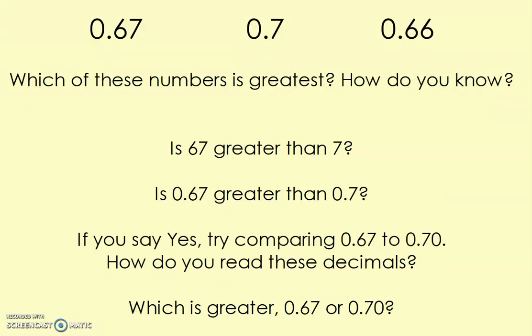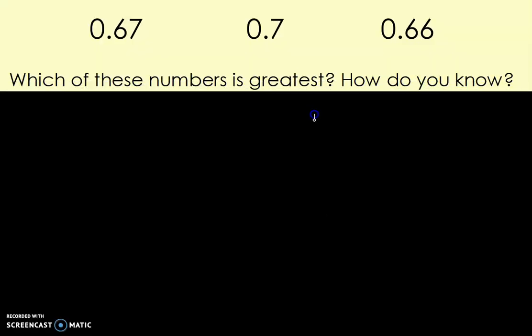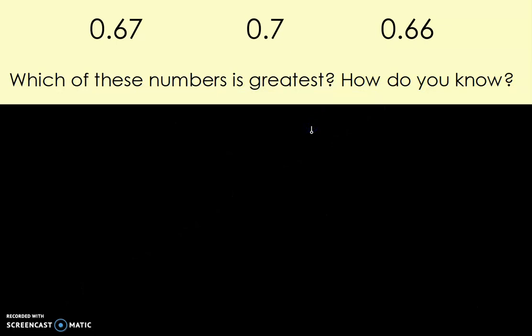So let's look at these numbers at the top. I'm going to pull this down. 0.67, 0.7, 0.66. Which of these numbers is the greatest and how do you know? It's really important not to just be able to name them, but to be able to explain how you know which one is the greatest or the least. So for this one, which is the greatest?